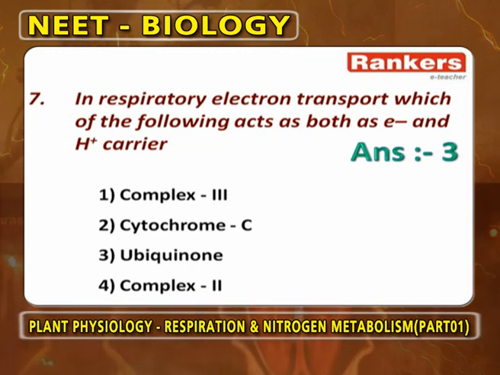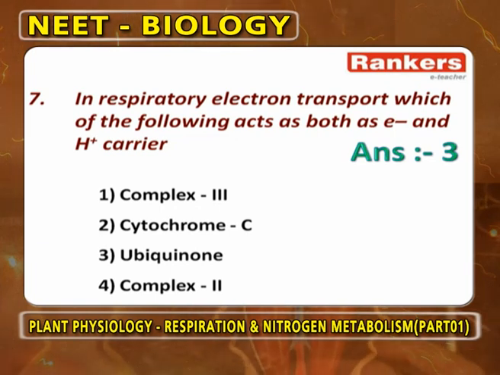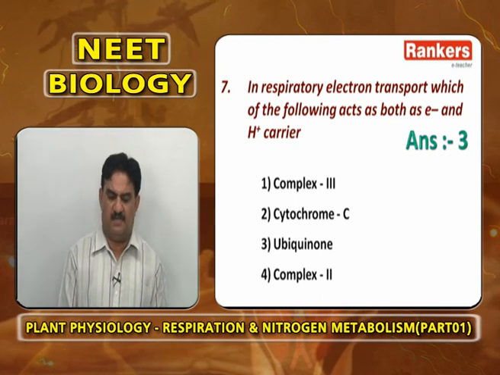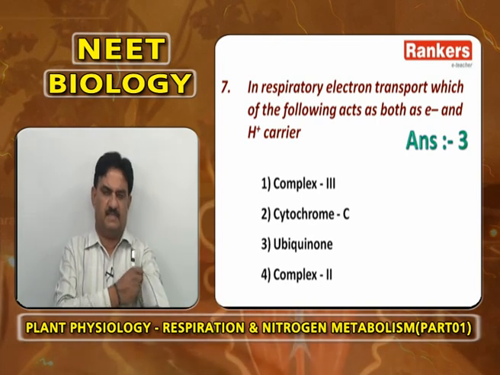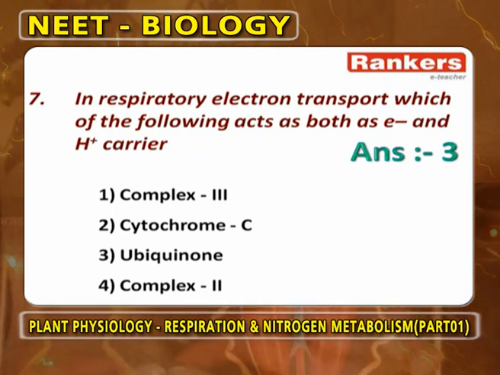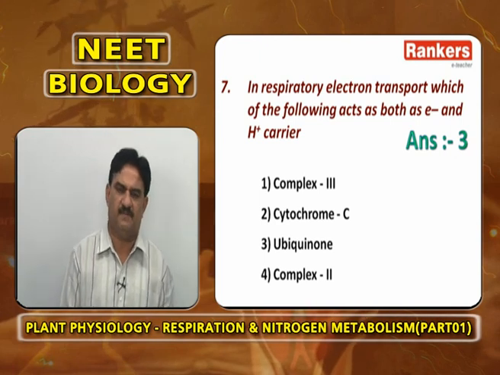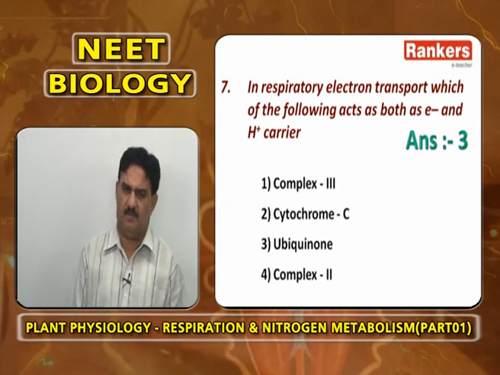In respiratory electron transport, which of the following acts as both electron and proton carrier? Complex 3 is wrong, cytochrome C is wrong, complex 2 is wrong, ubiquinone is correct, because ubiquinone is a mobile carrier between complex 1 and complex 3, complex 2 and complex 3. This ubiquinone takes electrons from either FMN, flavin mononucleotide, the prosthetic group of complex 1, or FAD, flavin adenine dinucleotide, the prosthetic group of complex 2.